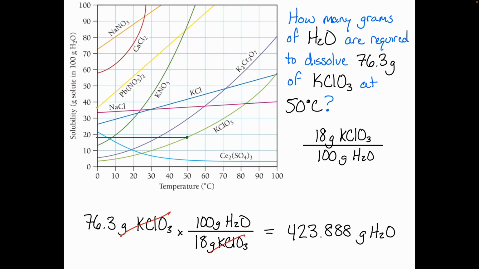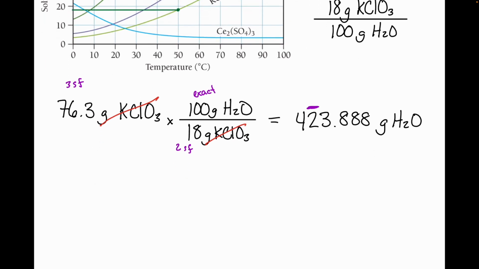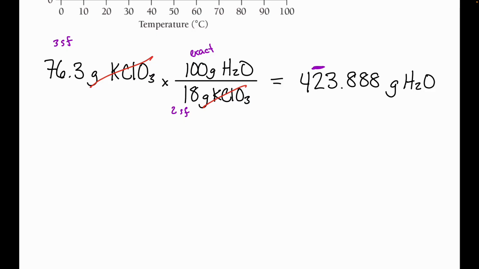And then how many significant figures should be in my answer? 2, because of my solubility chart. It only gives me a digit in that ones place, right? This is an uncertain measurement right here. Yes, I start out with a value with 3 sig figs, but my chart gives me 2 sig figs, because remember that 100 is exact, and my answer can't be more precise than my inputs, right? I've got to choose whichever is the fewer number of sig figs, so I'm going to round to that position right there.